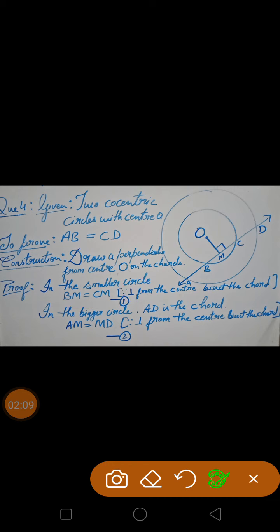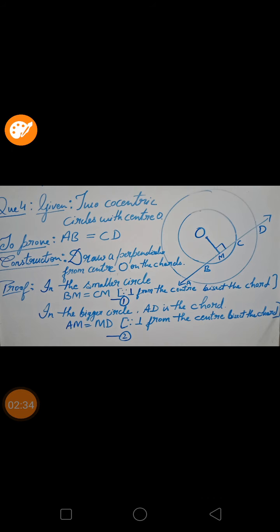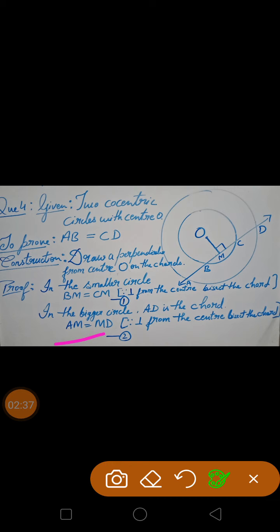Now in the same way take the bigger circle. In the bigger circle AD is the chord. Same here, this perpendicular is drawn on AD and bisects AD into two equal parts, AM and MD. So AM is equal to MD, same reason, perpendicular from the center bisects the chord. This is equation number 2, and equation number 1 is when we wrote BM equal to CM.